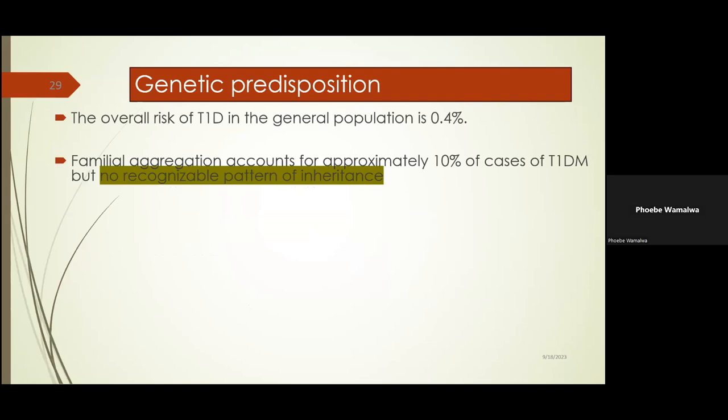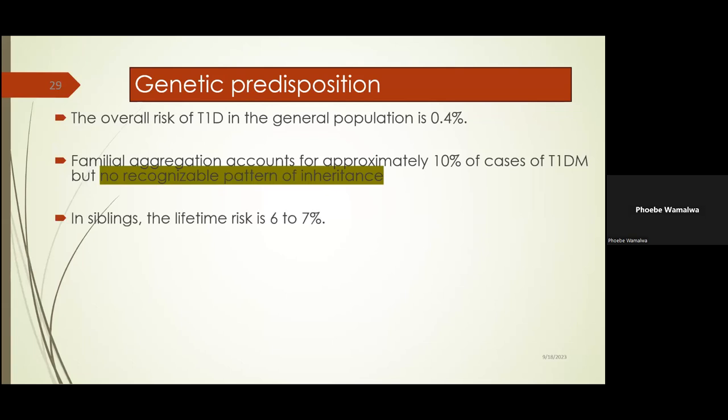It's not high like type 2 diabetes. Familial aggregation accounts for approximately 10% of cases of type 1 diabetes, but there is no recognizable pattern of inheritance. When we are talking about familial aggregation, we're basically looking at a great-grandfather who has diabetes, a father who has diabetes, an uncle, an aunt, a sister. So you don't see this familial aggregation as much in type 1 diabetes, unlike in type 2 diabetes.